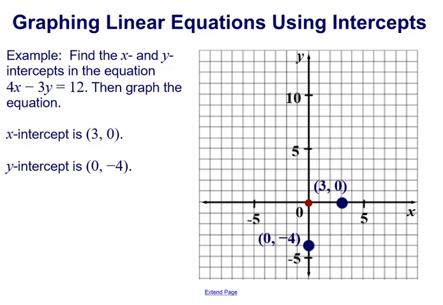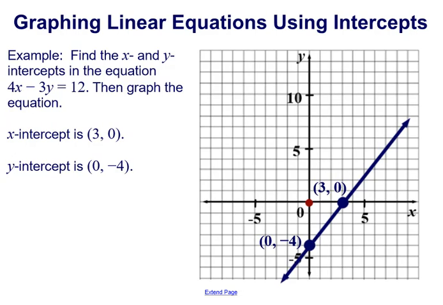We can now plot and graph the x and y intercepts on the coordinate plane. The x-intercept of 3, 0 is 3 units to the right, sitting on the x-axis. And the y-intercept of 0, negative 4 is sitting 4 units down on the y-axis. So finally, to actually graph the equation, we'll connect the 2 points with a nice straight line, showing all of the other ordered pairs or solutions to that equation.